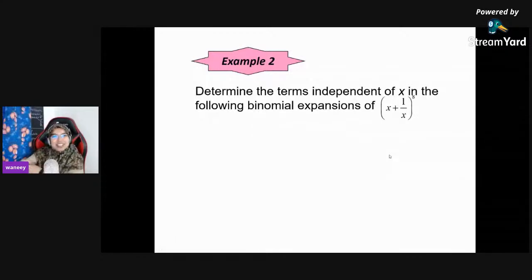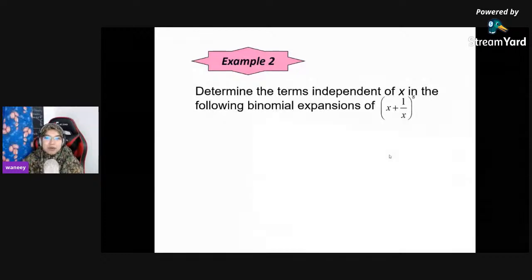Okay, so now let us go to example 2. We have to determine the terms independent of x in the following binomial expansion of (x + 1/x) to the power of 8. Firstly, let us check what is a, what is b, and what is n, because we have to substitute everything into the formula.